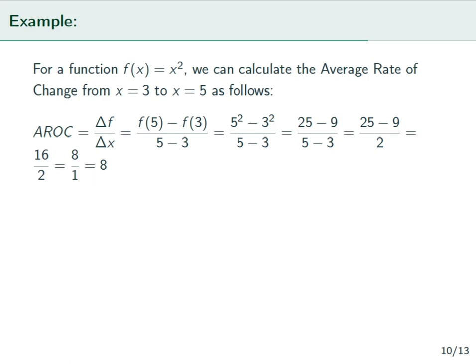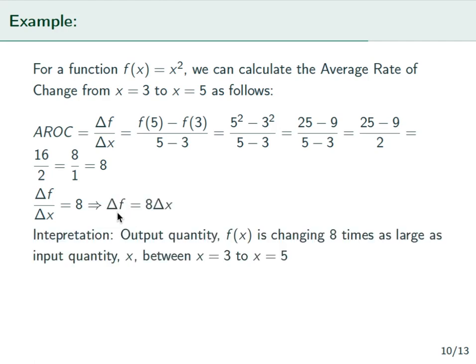So we found the average rate of change of this function between 2 points, 3 and 5. So we're finding a specific average rate of change value from a specific interval, specifically 3 to 5. So average rate of change is 8. So delta f over delta x equals 8. So let's see how we can interpret this.